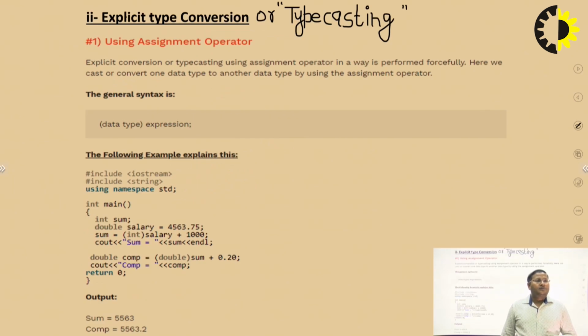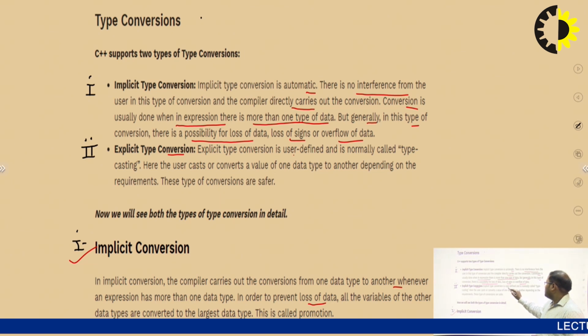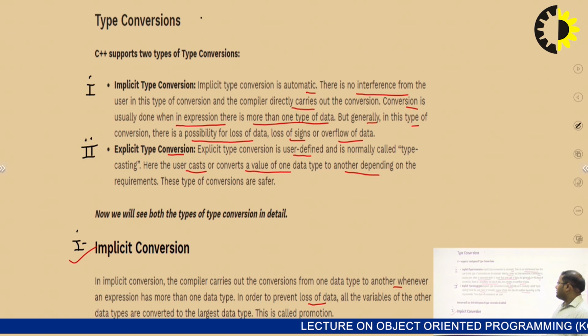Now the second type of type conversion is explicit type conversion. In the case of explicit type conversion, it is user defined conversion, and it is normally called typecasting. Here the user converts a value of one data type to another depending upon the requirements. These types of conversion are safer.